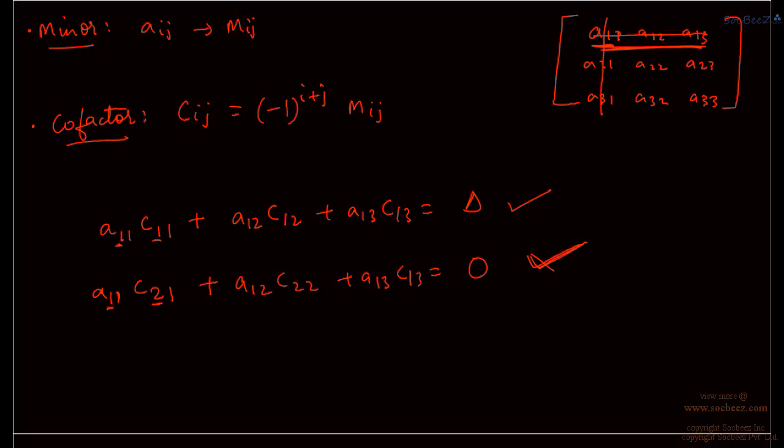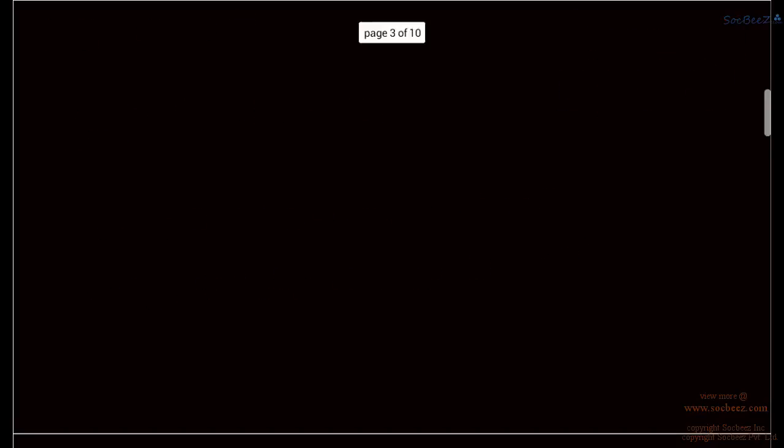Now let us move to some of the properties of determinants, and how to evaluate them. There are a lot of properties which help us in simplifying the determinants. So first of all, let us look at the determinant of a 3 cross 3 matrix. So I have A11, A12, A13.